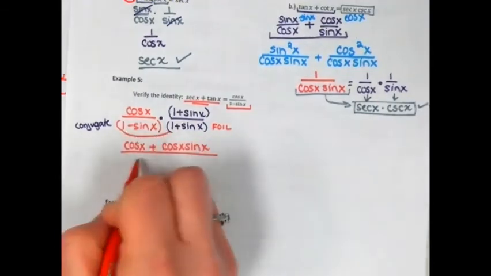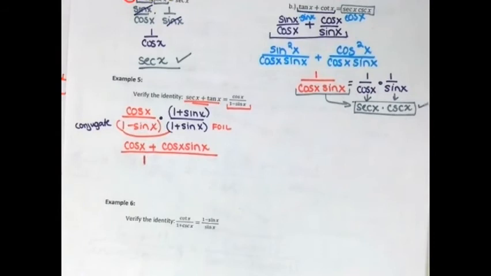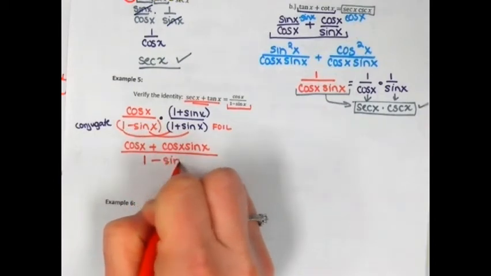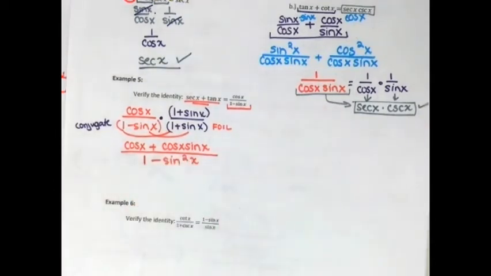1 times 1, 1. And what's a negative sign times a positive sign? Negative sine squared, right? Everyone okay with that multiplying there? Now, what can you guys tell me about my denominator? It is cosine squared x, yeah.